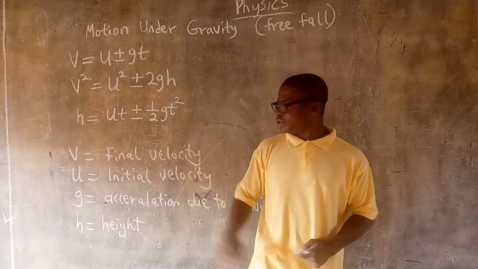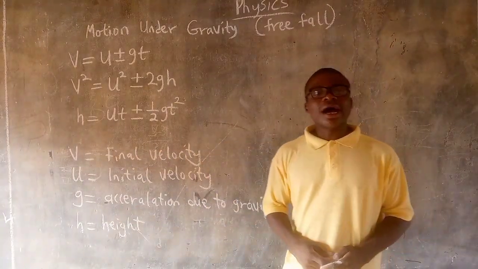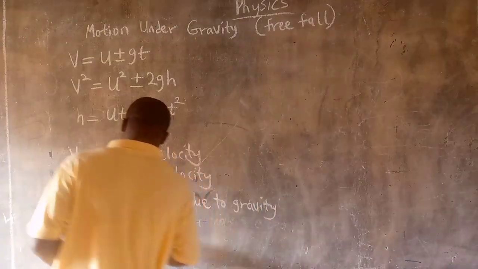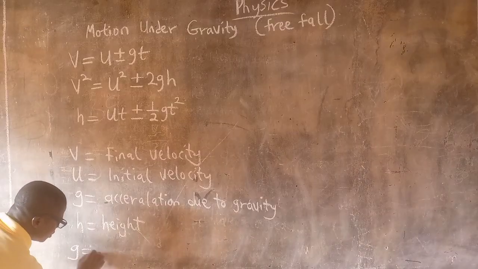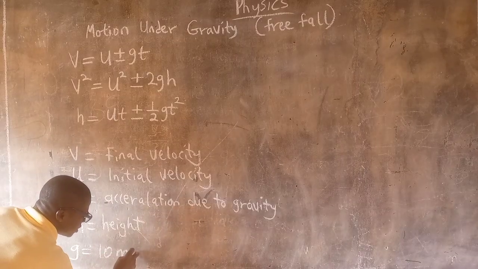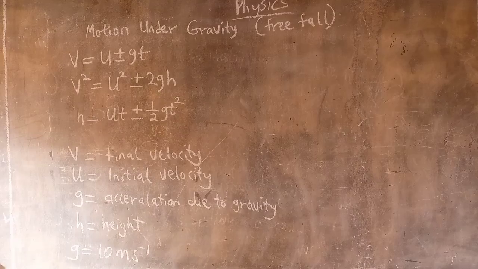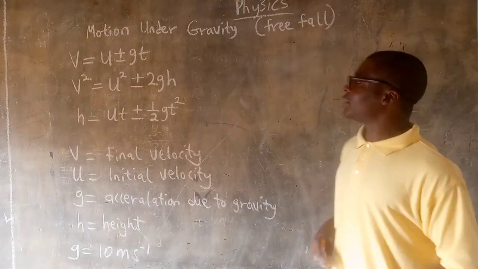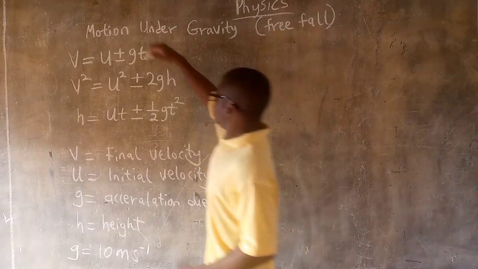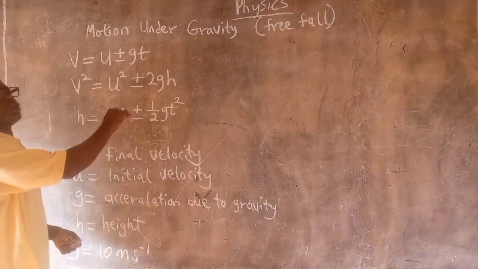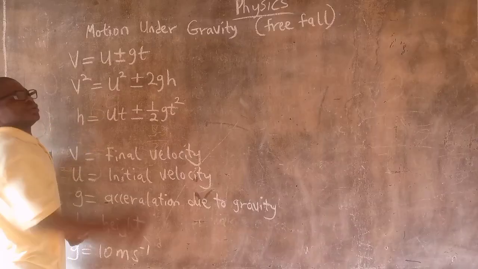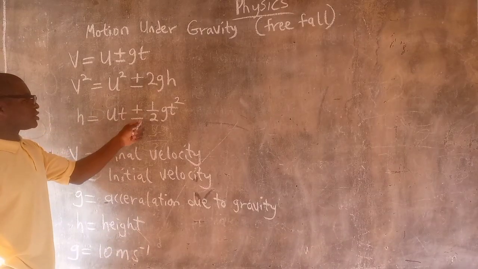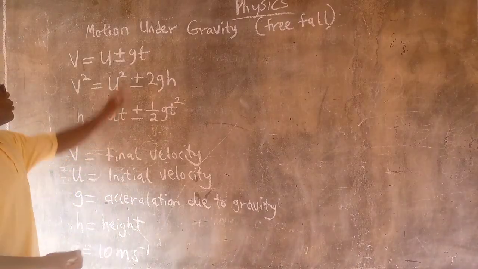Then G is the acceleration due to gravity, and it is always 10 meters per second squared. The value of G is always 10 meters per second squared. Then H is the height attained by the object. Then for this equation, there is plus and also there is minus. This one there is plus and also there is minus. This one there is plus and also there is minus.